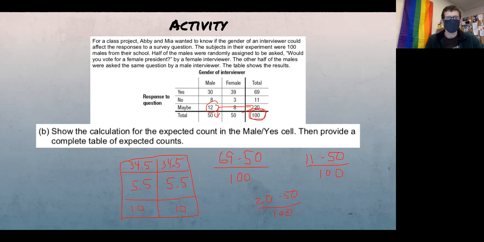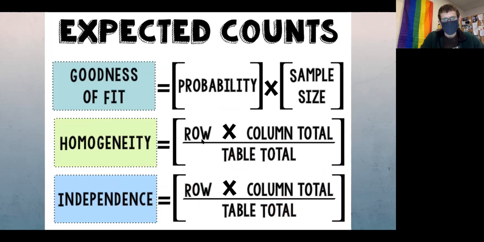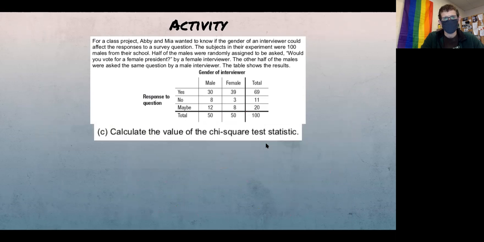All right. It is a little bit more convoluted how we find our expected values, but luckily it's the same for both this and the test for independence tomorrow. And you can see that right here: row total times column total divided by table total. Okay. So we've got those values.